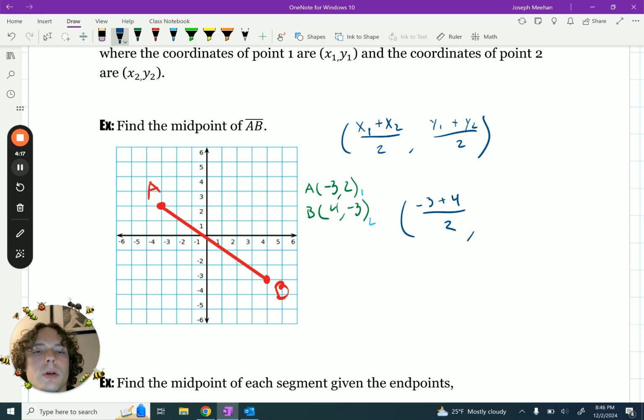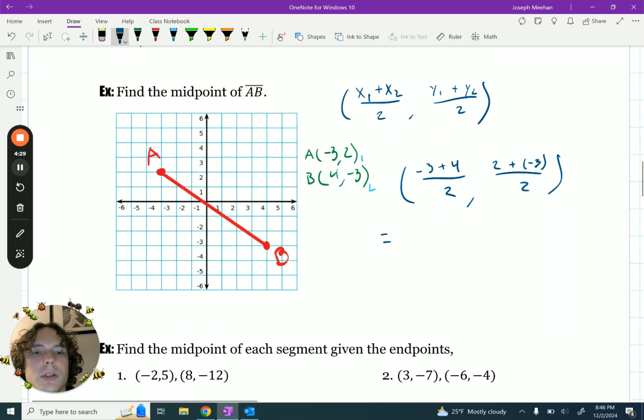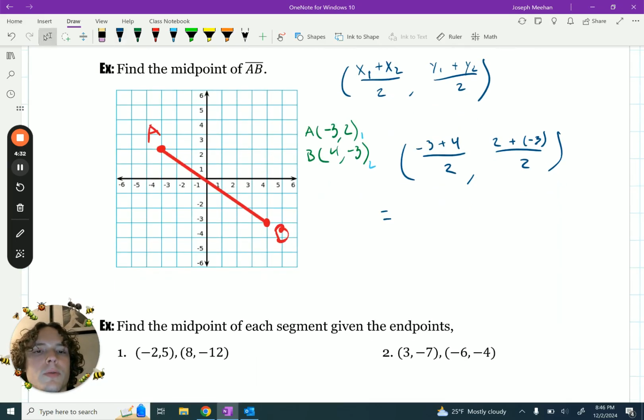All right, so then if we want to do the y values here, we do the y value of point 1, which is 2, plus the y value of point 2, which is -3, and then divide that by 2, and then we just simplify. So -3 plus 4 is +1, so we get 1 over 2, which is 1/2, and then 2 plus -3 is -1, divided by 2 is -1/2.